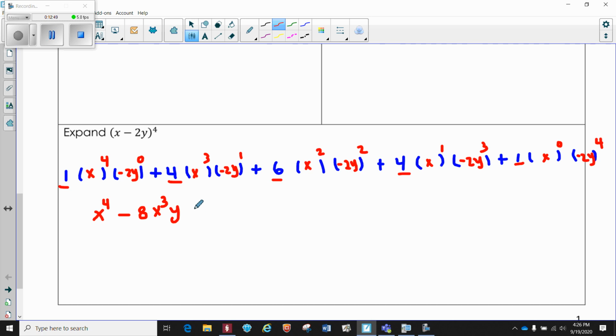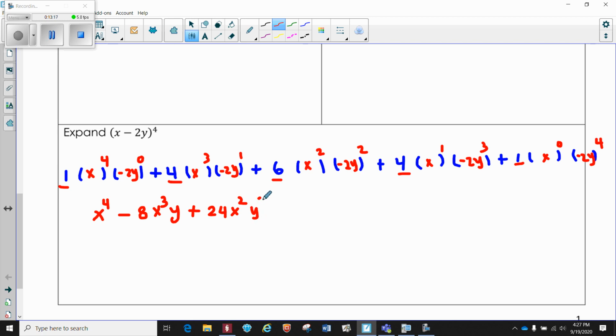Plus, you have a 6 here, and you have a negative 2 complete square. Again, this is a negative, but it's a second power, so it's going to become positive. So negative 2 squared is 4. 4 gets multiplied by 6, becomes 24. So this is 24. And then x squared. And then this becomes y squared.